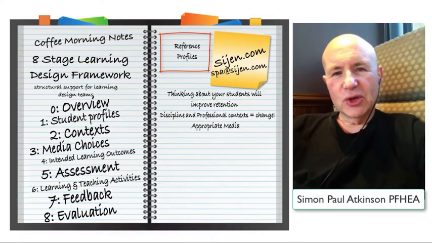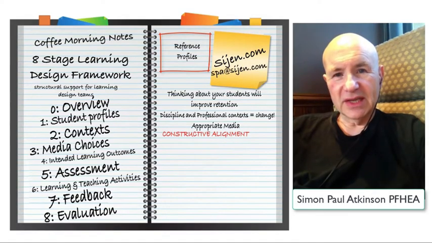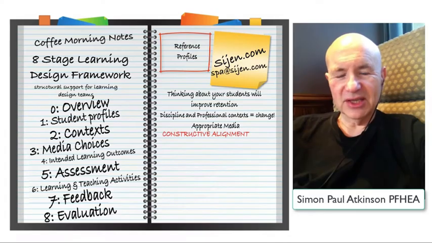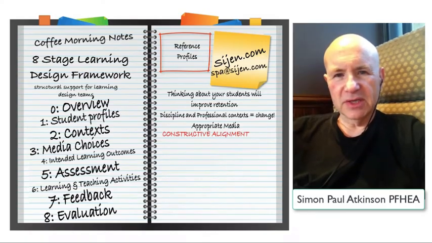We then go into a loop of 3 stages, which are all very informative of each other. It's an iterative process, effectively. So these are, just to remind you, stage 4 is intended learning outcomes, stage 5 is assessment, stage 6 is learning and teaching activities. Those 3 are the core of constructive alignment, and I'll talk about constructive alignment in another video.